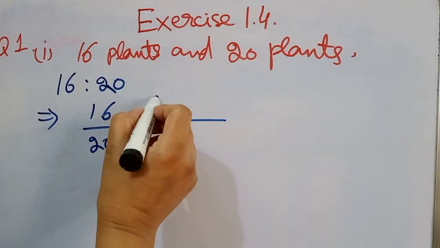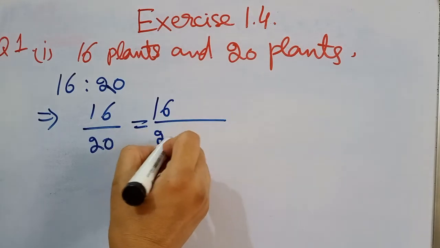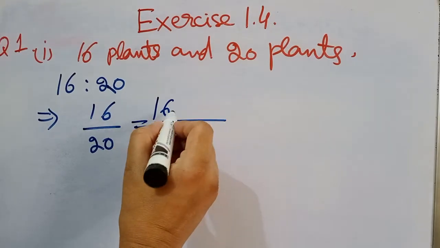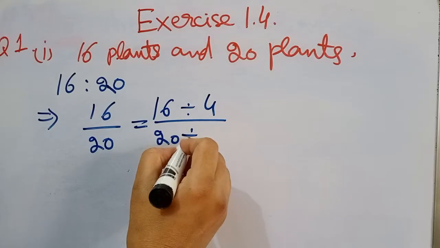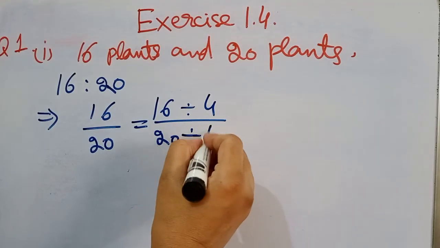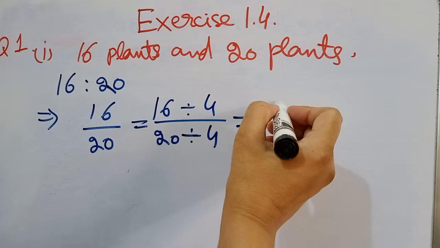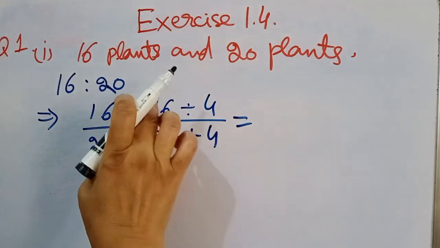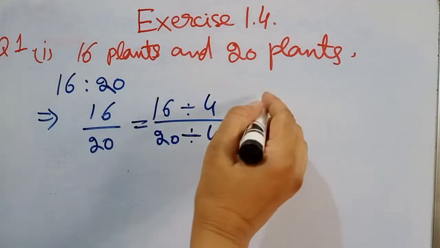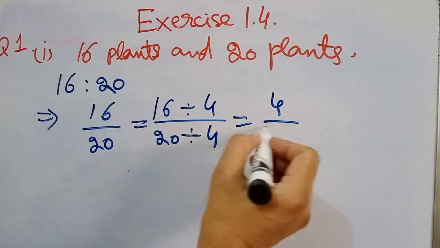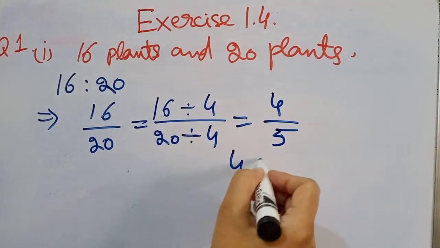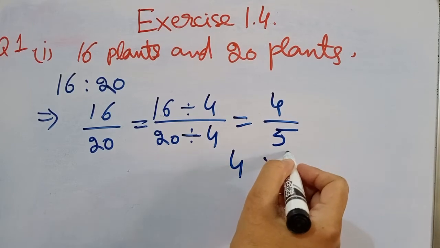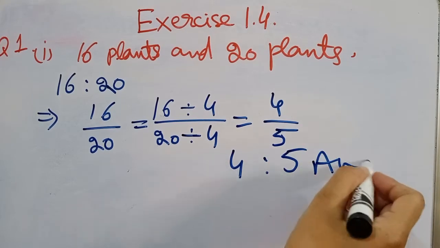We simplify these two numbers by dividing by the same number, as we know that 16 is divisible by 4. So 16/4 is equal to 4, and 20/4 is equal to 5. So we have the answer 4:5. This is our answer.